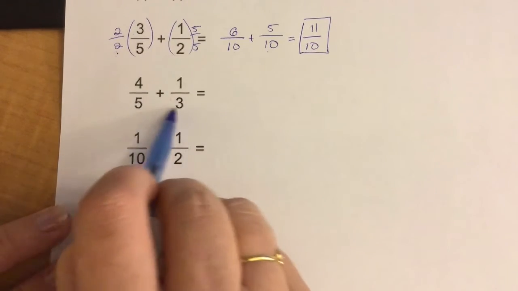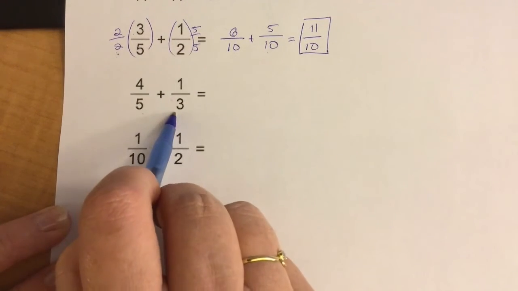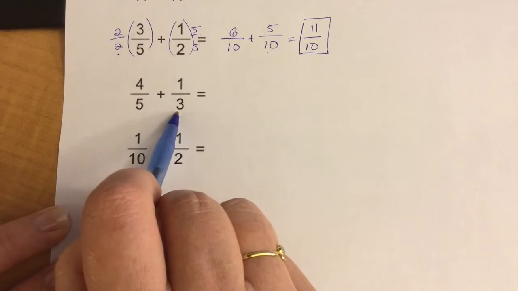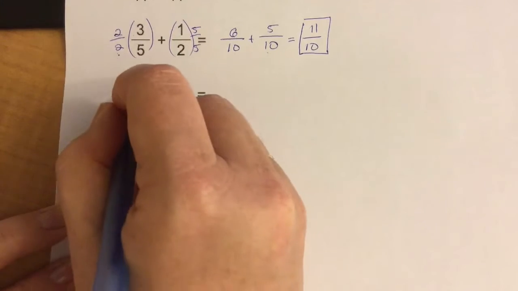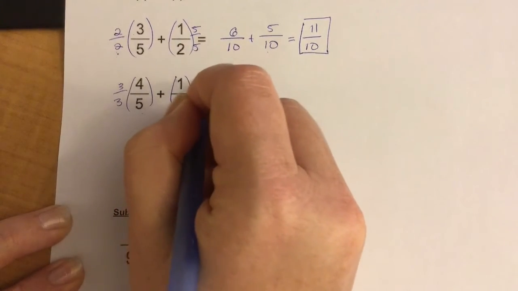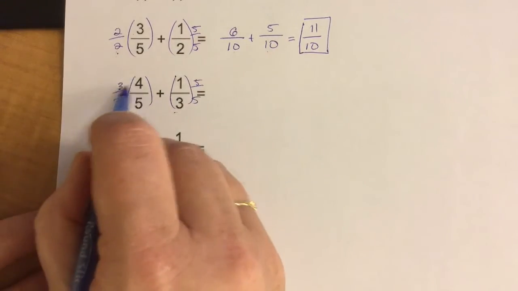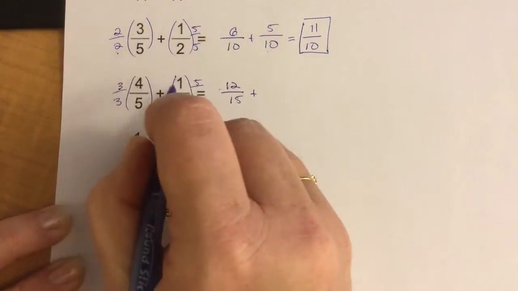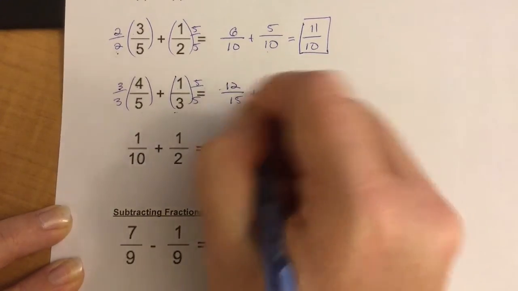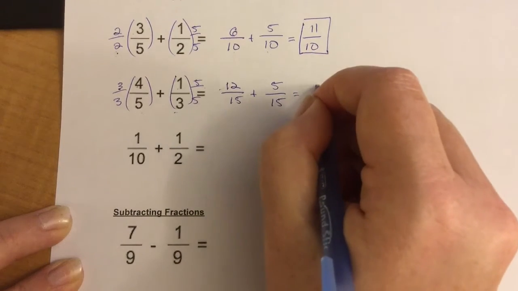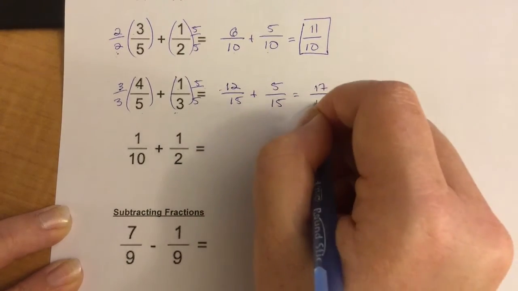Same thing here, I can't add these because they don't have the same denominator. So I want to think about a denominator that would be common between 5 and 3. In this case, it would be 15. So I'm going to multiply this side by 3/3. I'm going to multiply this side by 5/5. 3 times 4 is 12/15. 1 times 5 is 5/15. So now I can add across 17 and then keep the denominator 15.